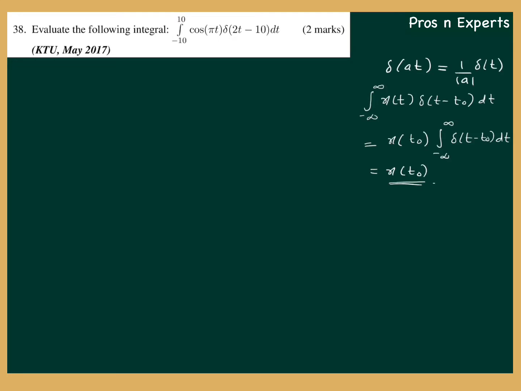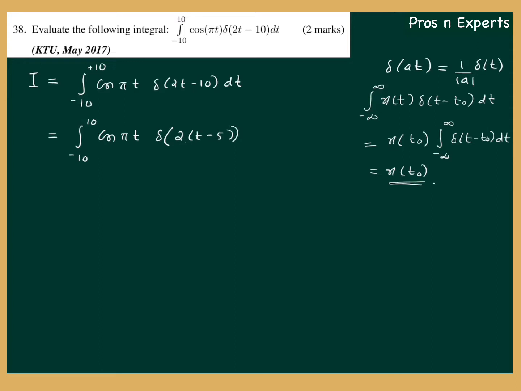Now let us come back to the question. You are asked to find the integral from minus 10 to plus 10 of cos pi t into del of 2t minus 10 dt. Okay, so I can rewrite this integral as the integral from minus 10 to 10 of cos pi t into del of 2 times t minus 5. Is that right? Del of 2t minus 10 is the same as del of 2 into t minus 5.